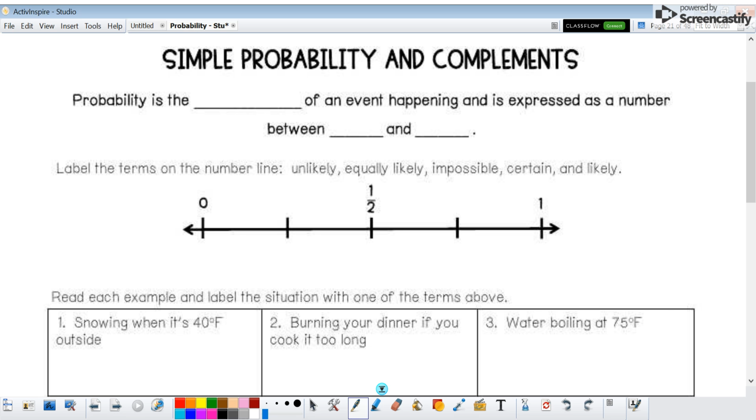All right, next we're going to look at simple probability and their complements. So probability is the likelihood or the chance of an event happening, and it's expressed as a number between 0 and 1. Okay, and so I have a number line down here, and we're going to label this scale from impossible to certain. So at 0, a probability of 0 means that it is impossible to happen.